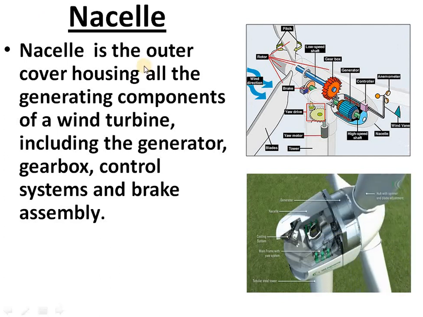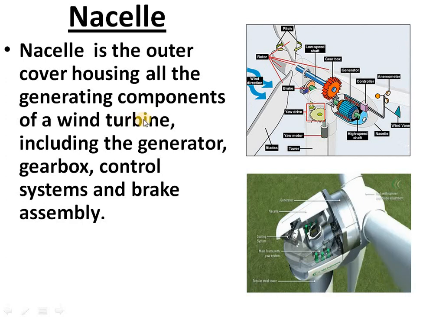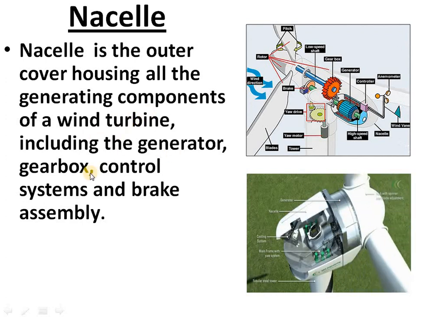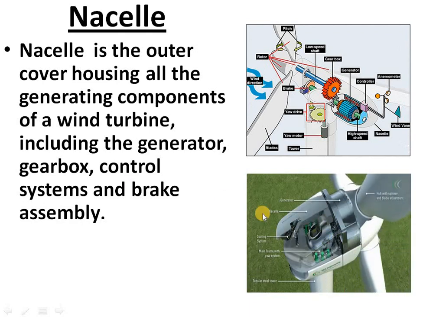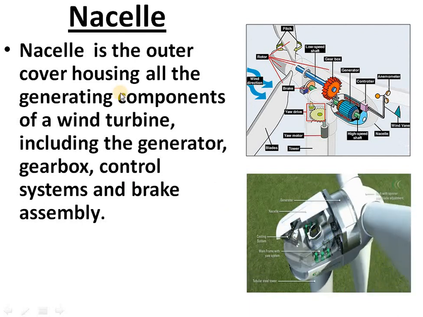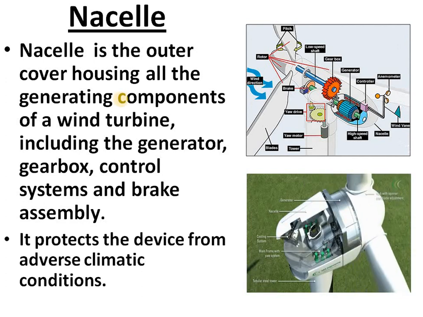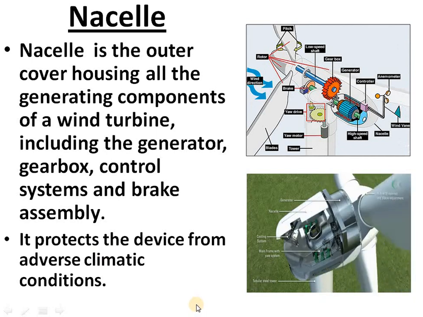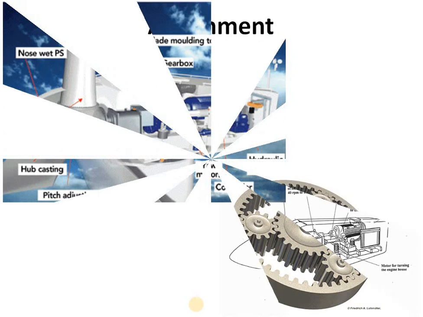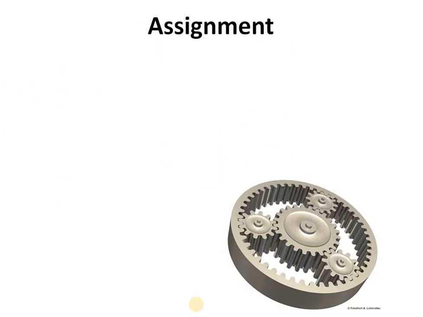The nacelle is the outer cover housing all the generating components of a windmill, including the generator, gearbox, control system, and brake assembly. These are all inside it. Simply understand that the outer covering is called the nacelle. That is the technical name, and it protects the device from adverse climatic conditions. The remaining parts we will explain in detail in the next module.